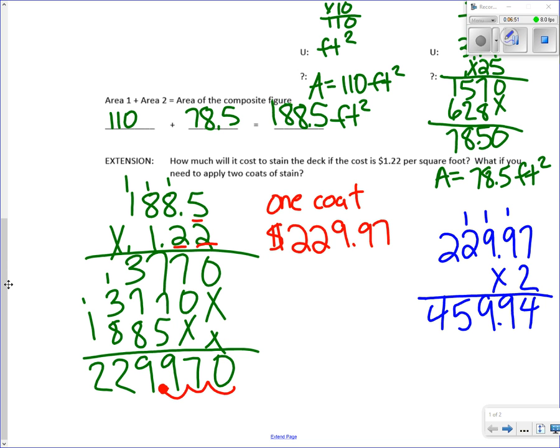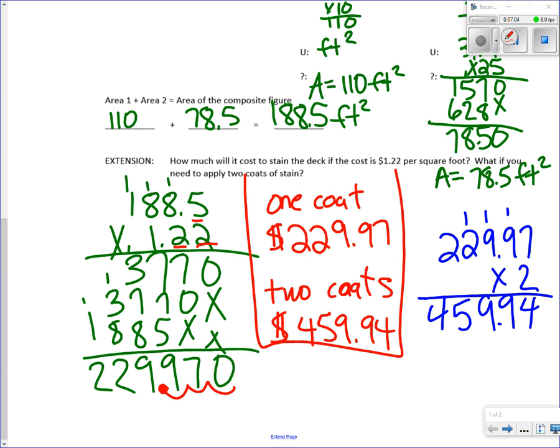Don't forget your decimal. And that would be $459.94. Okay?